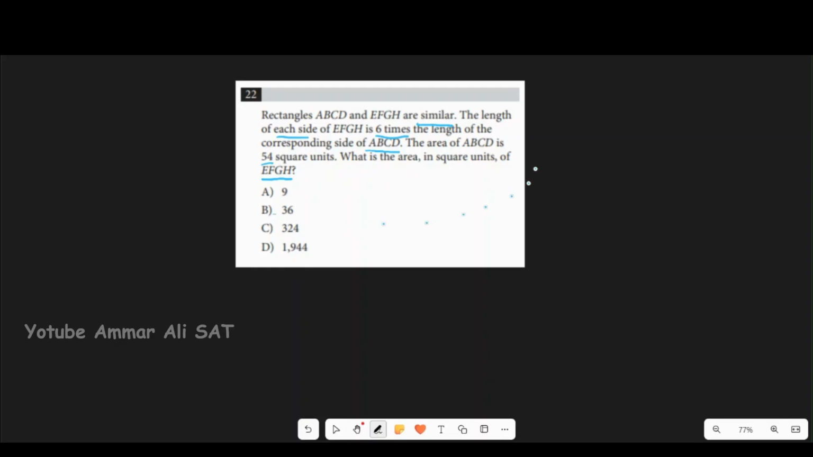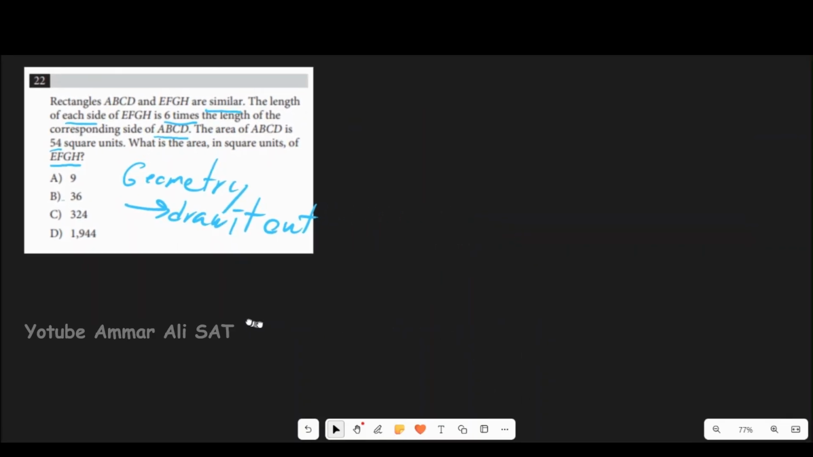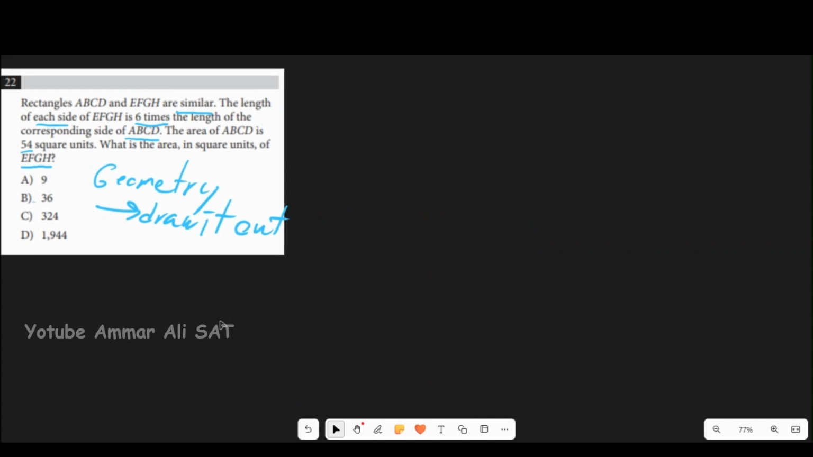Okay, this is a geometry problem. And what do we do for geometry problems? We draw it out, right? Because when you draw it out, it makes things a lot easier than keeping things in your head. So we are going to do that right now once I get my mouse on the right screen. So let's draw out our rectangles. First, we will draw ABCD. So you can just draw any rectangle.